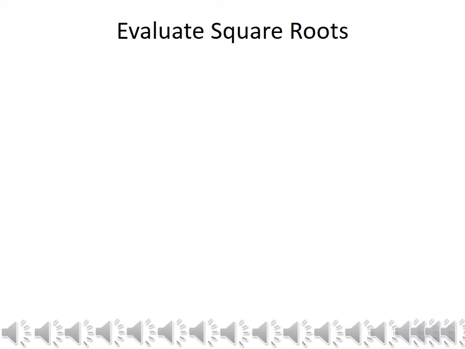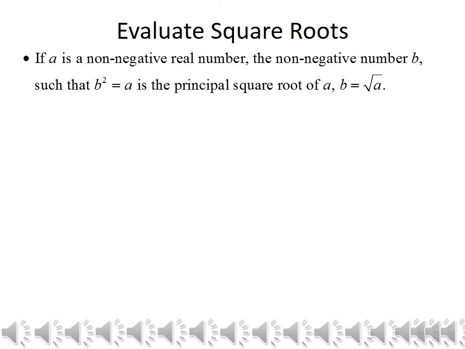Next, we're going to talk about evaluating square roots. By definition, if a is a non-negative real number, the non-negative number b, such that b squared is equal to a, is called the principal square root of a. And we write that b equals the square root of a.